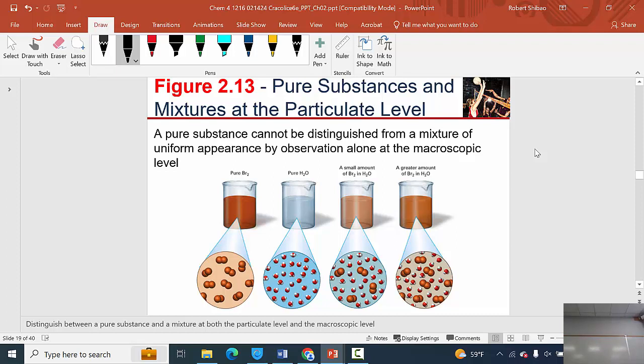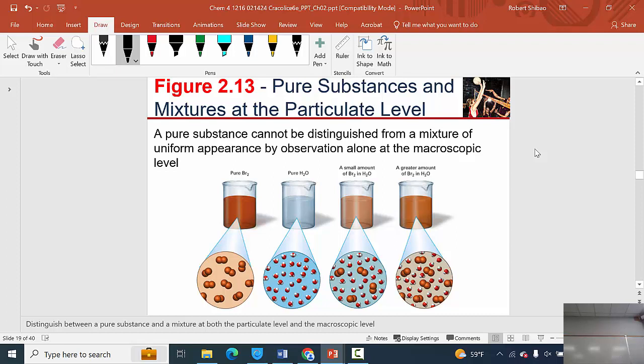So this is pure bromine. This is pure water. This is bromine dissolved in water. So this is a mixture. And the mixture doesn't have fixed composition. That is, we can have higher concentrations, that is higher levels of bromine, or lower concentrations, lower levels. So when we say a smaller amount of bromine, this is a larger amount of bromine. And it's going to be a darker color here, because bromine is the orange, red liquid.